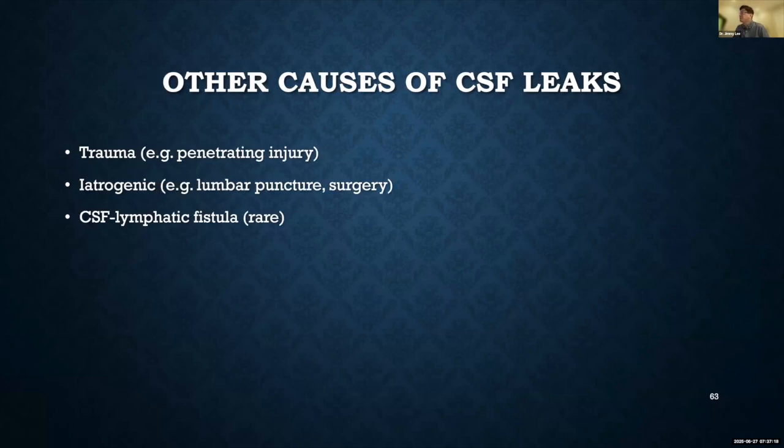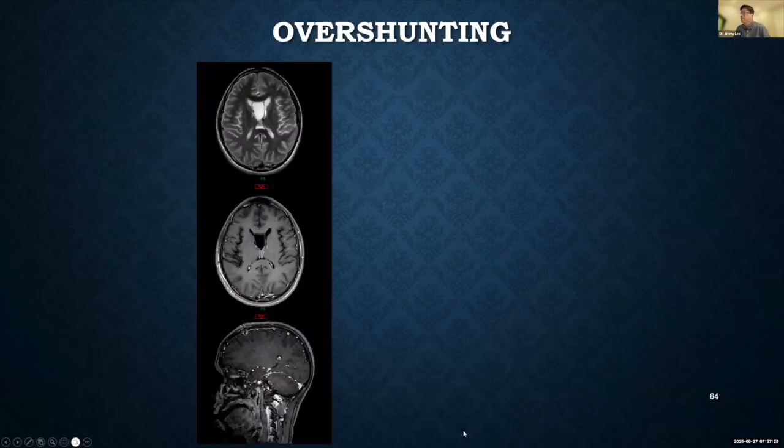Now let's talk about other types of CSF leaks. These are, for example, trauma, iatrogenic, the LP, spinal surgery, and then some rare cases of CSF to lymphatic fistula. Now this is one of our cases where we have a patient with a known AVM in the posterior fossa and has a shunt placed in here. You can see the shunt tip. It's the cavum septum pellucidum and stuff like that, but essentially this is the baseline image. So the patient has a shunt in because the posterior fossa has an AVM with mass effect.